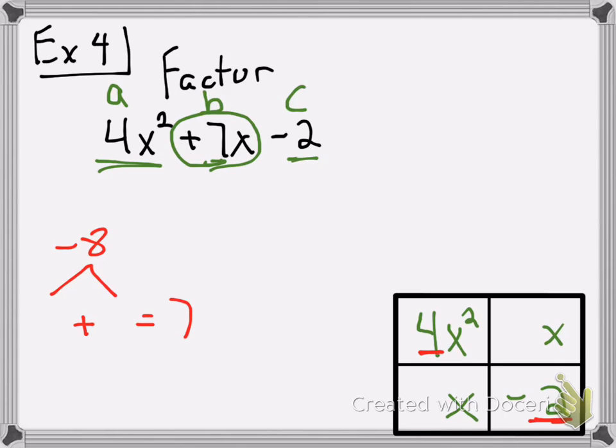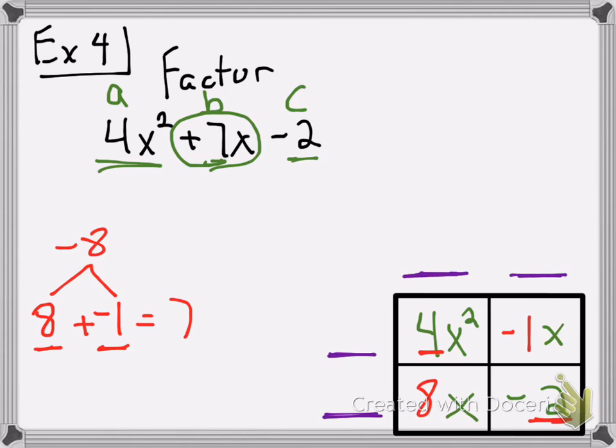Now, this should be neat. 8 times negative 1 is negative 8, but 8 plus negative 1 is 7. So I could put 8 and negative 1 in either one of these boxes. I'll put 8 here and negative 1 here. Okay, so here's the numbers I want to use in the Punnett square. Now we can find the greatest common factor out of our Punnett square.